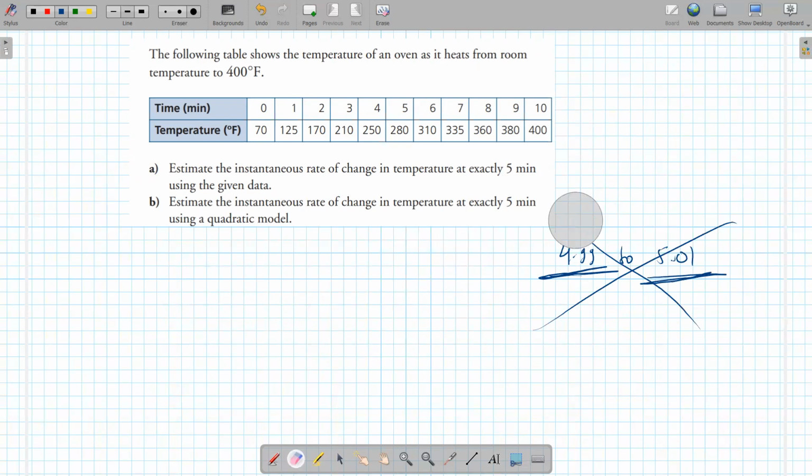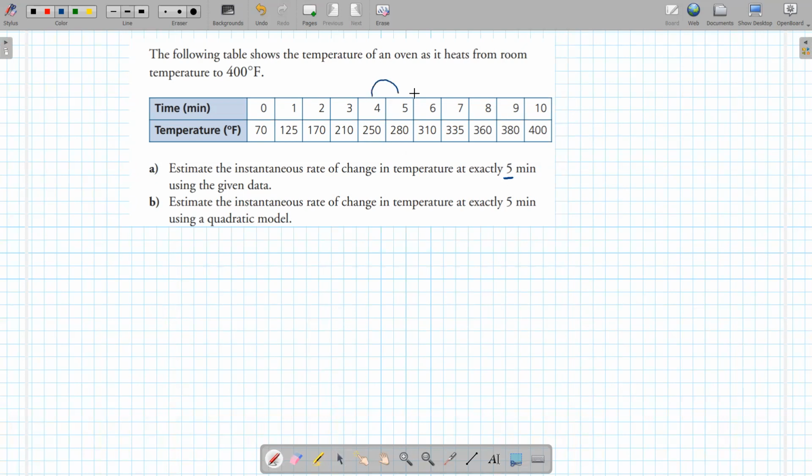For this question, if you're given a table of values, the best method is to use a centered interval. So they want it at 5. Which one is better, do you think? Do we go from 4 to 5, 5 to 6, or 4 to 6? Which one would be best? 4 to 6. So this one, you have to use a centered interval from 4 to 6.